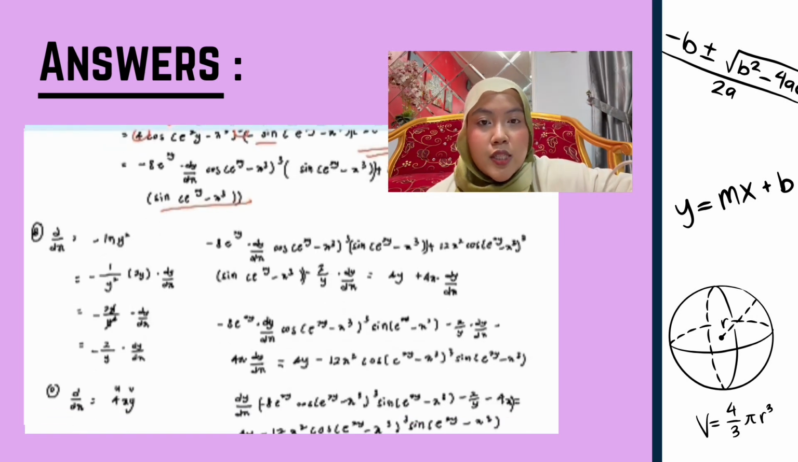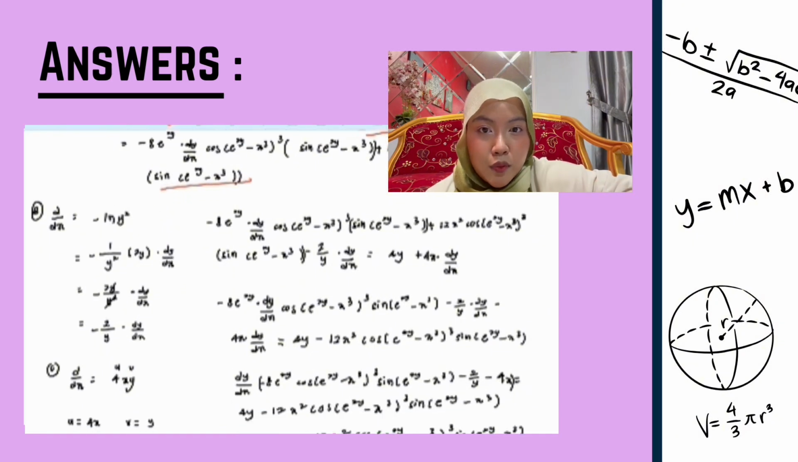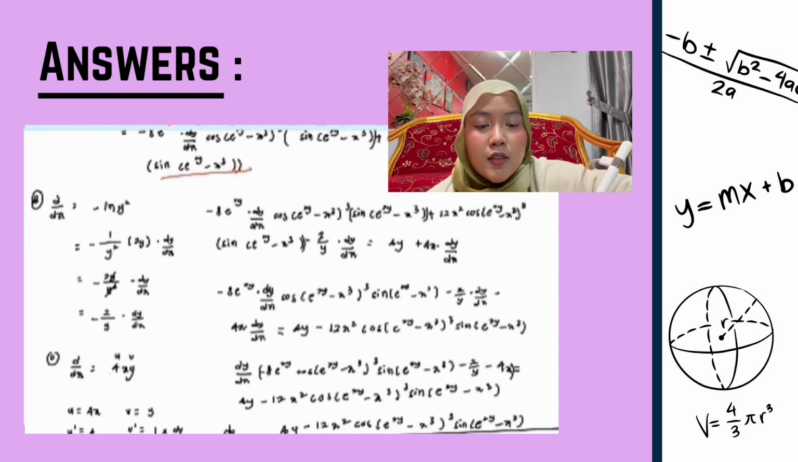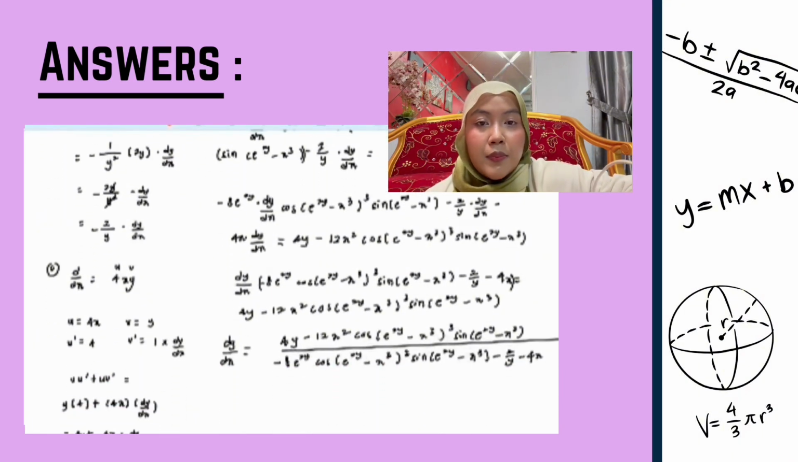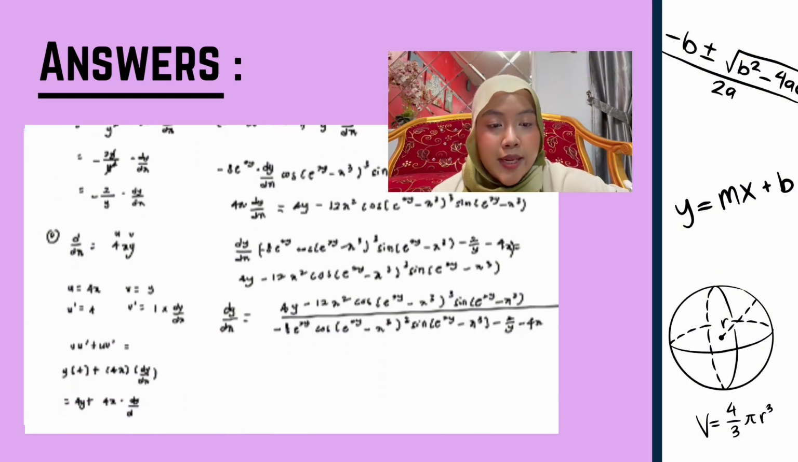And then for C, differentiate d/dx for 4xy. We use the product rule. So u is 4x, u prime is differentiate the u, so we got 4, and then v is y, differentiate y, we got 1 times dy/dx. So the final for the part C is 4y plus 4x times dy/dx.